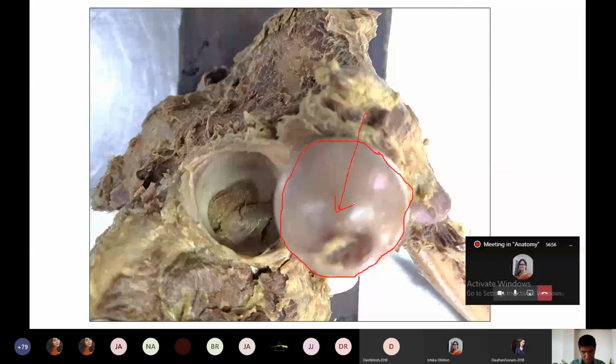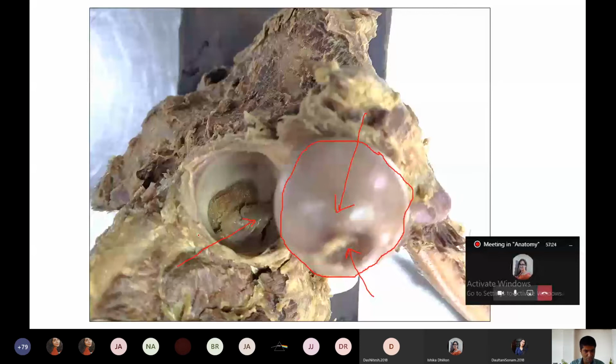In the head of the femur, sometimes we can even put this mark. Okay, this is the fovea capitis. You know, this is the fovea capitis. This provides attachment to a ligament. Okay, what is the name of this ligament? You can tell it. Which you can see within the acetabulum also.